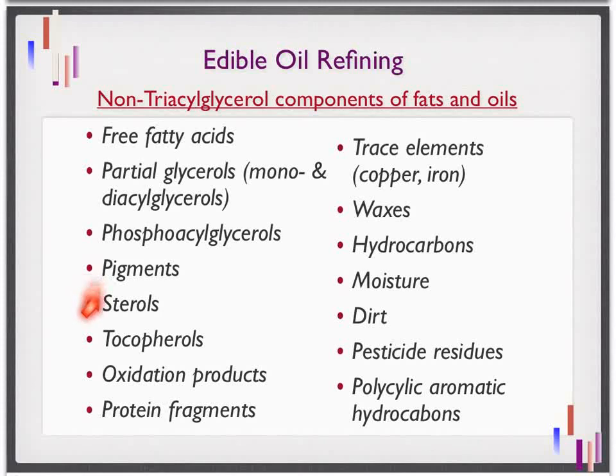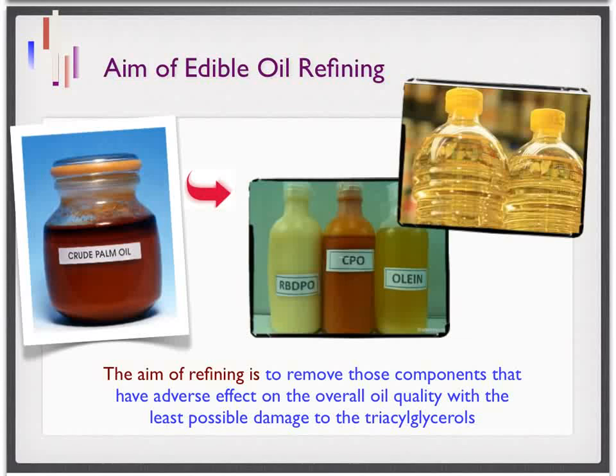And other components such as pigment, sterol, tocopherol, oxidation products, protein, and the trace elements. The trace elements such as copper and iron are actually pro-oxidants, which can promote oxidation in the oil. So we need to remove these to avoid oxidation of the oil. And we have other components such as waxes, hydrocarbons, moisture, dirts, and other components. So in essence, we can say that the aim of refining is to remove those components that I mentioned in the previous slides that can have adverse effect on the overall oil quality with the least possible damage to the triacylglycerol.